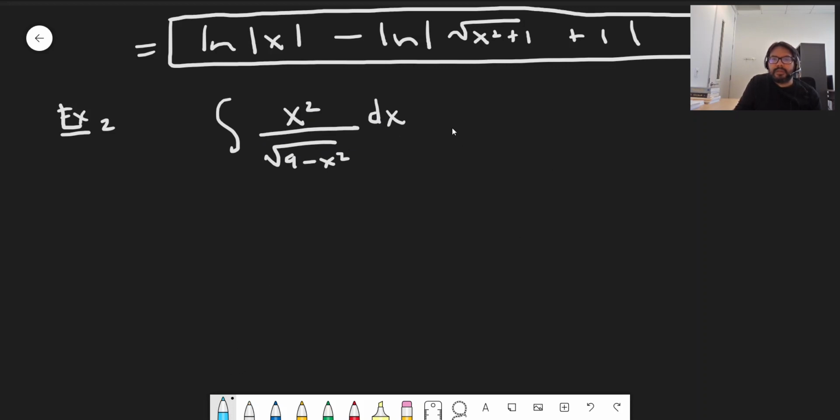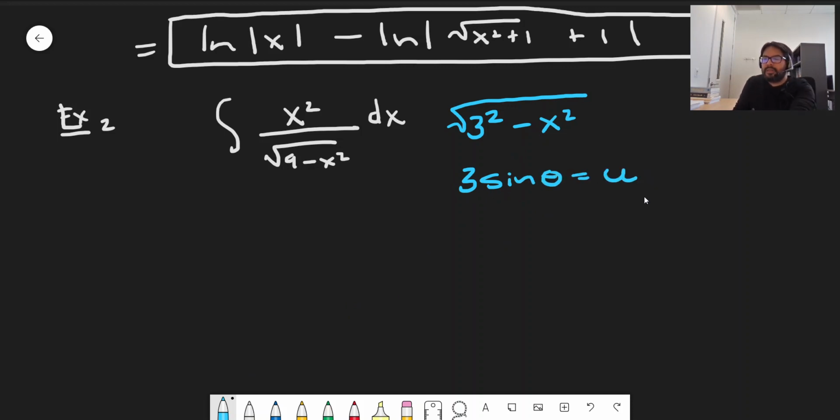Now, what we need to do is figure out what the a is. Now notice that the a is basically 3 squared minus x squared, and that's going to help us determine the substitution. So we have 3 sine theta equals u. Well, actually in this case it's going to be x. So 3 cosine theta d theta equals dx.